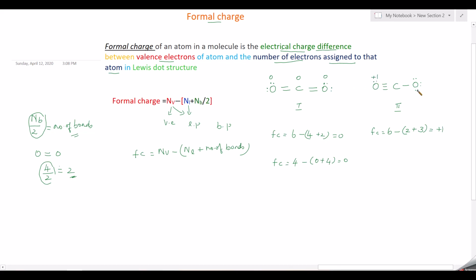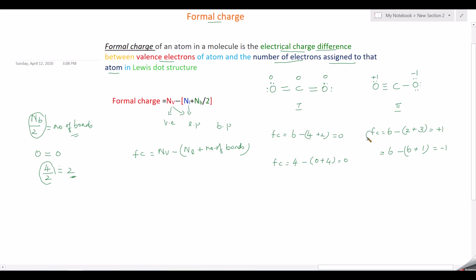Now you take this oxygen. So this oxygen has valence electrons 6 minus lone pair electrons, totally 6 electrons as lone pairs. Then the number of bonds, you have 1 bond connected to this oxygen, so plus 1. That will be equal to 6 minus 7, that is equal to minus 1. So you can write minus 1 here.